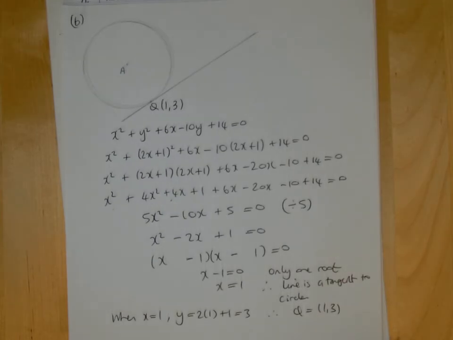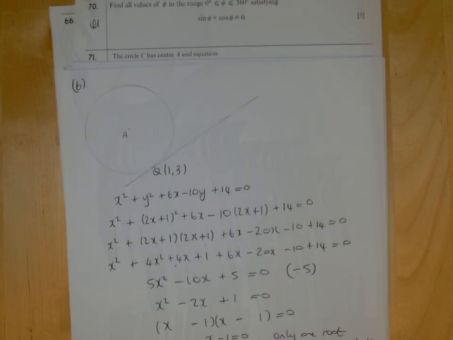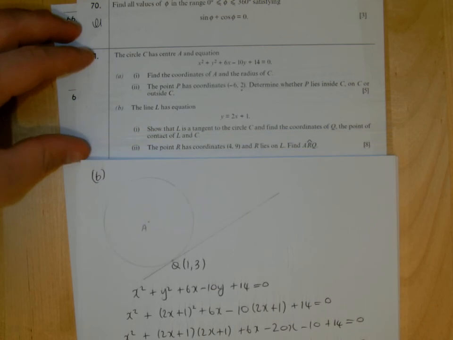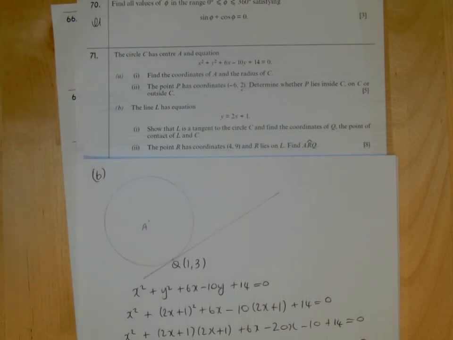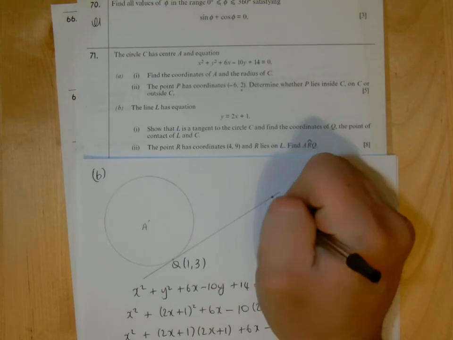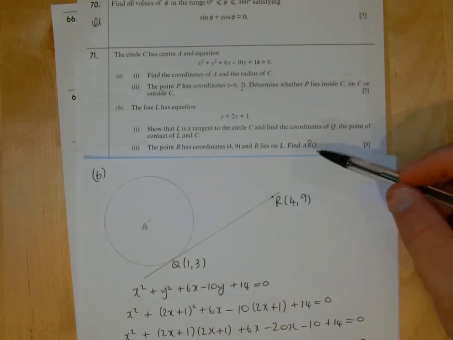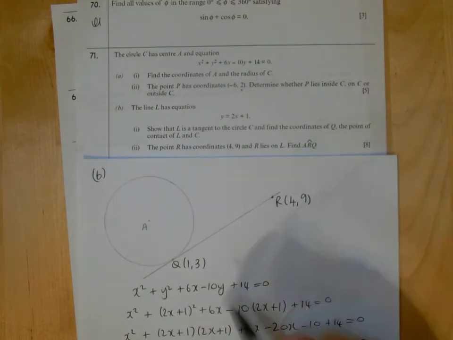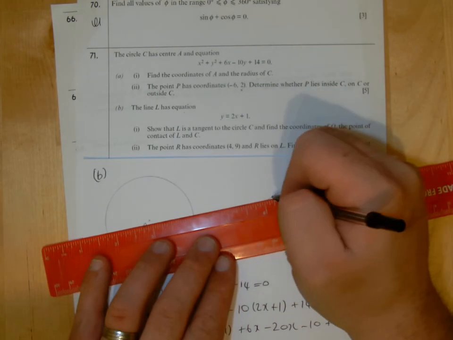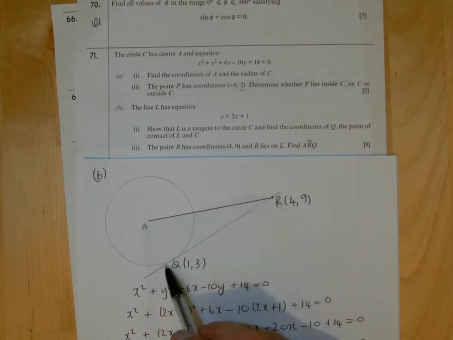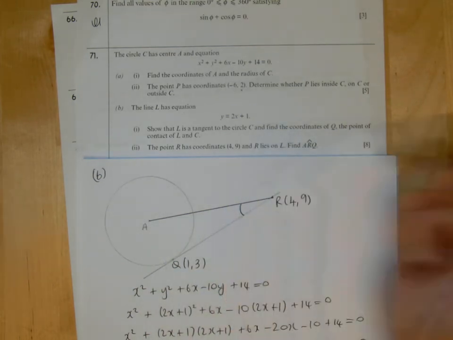So we can go on to the next part. The next part says, the point R has coordinates 4, 9, and R lies on L. So R is somewhere over here. It's got coordinates 4, 9. Then it says find the angle ARQ. So ARQ will join A to R, and will be the angle with the join of A to R and R to Q. So it's this angle here they want.